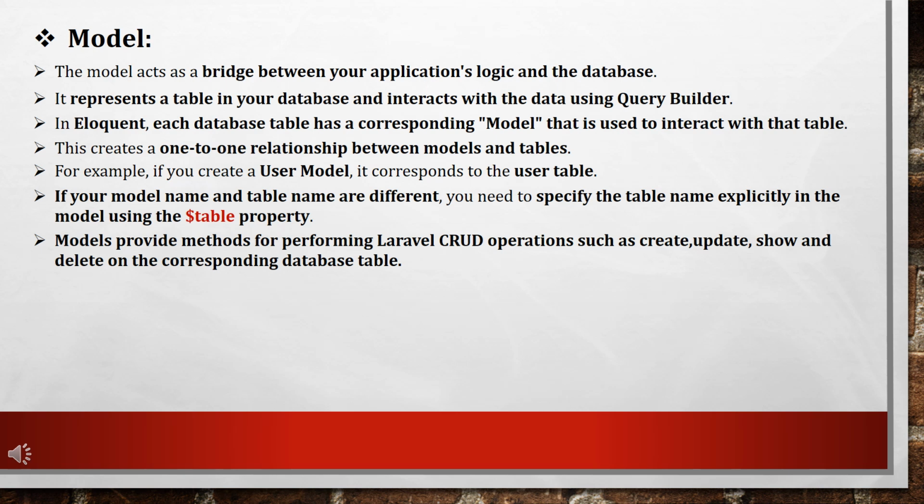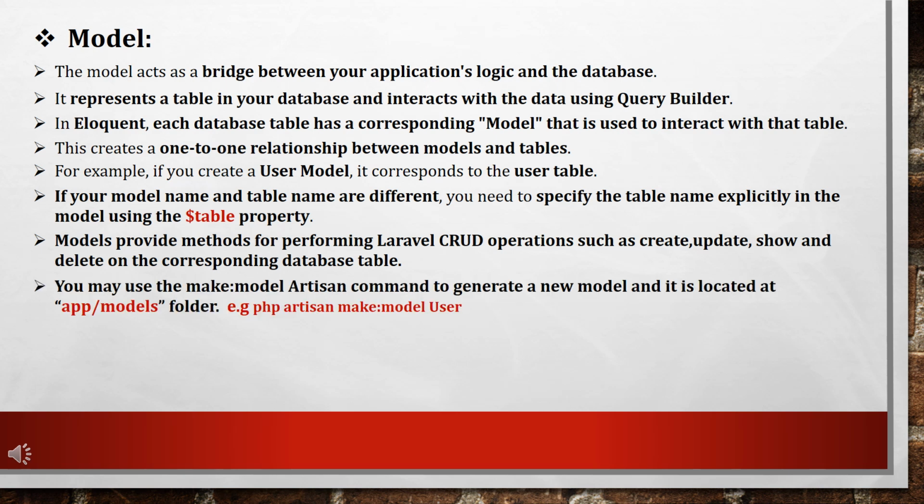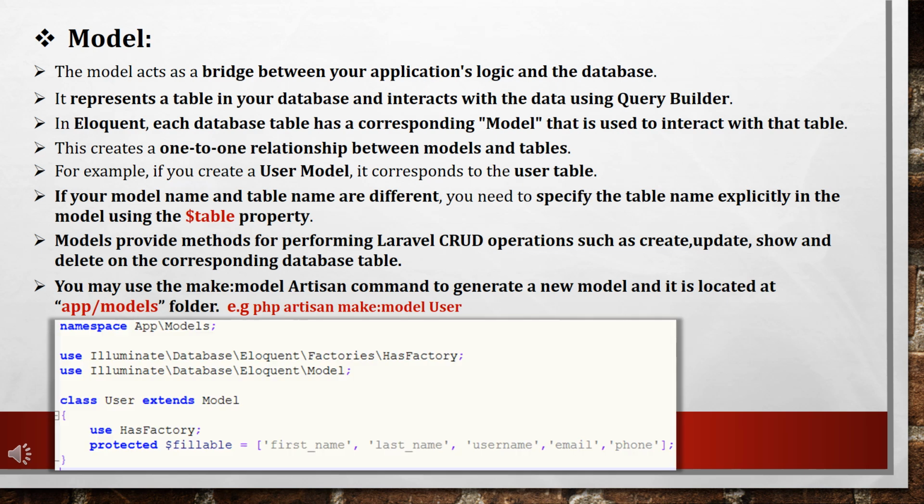the corresponding database table. You may use the make:model artisan command to generate a new model. For example, php artisan make:model User will create a User model in the app/Models folder. Open this file and add a $fillable property array. This array lists the names of the database users table columns that correspond to your model's properties. It limits the data that can be inserted or updated through the model.